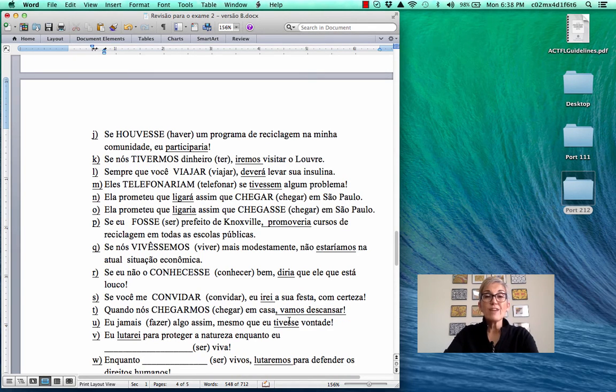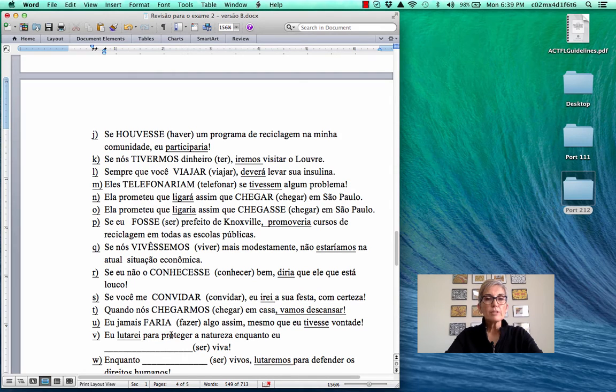Here you have tivesse, imperfect subjunctive, so here you have the conditional. So the verb fazer is irregular, faria. Eu jamais faria algo assim mesmo que tivesse vontade. I would never do something like this, even if I had the intention to do it, right? The volition to do it.